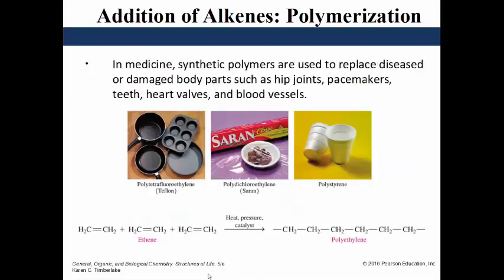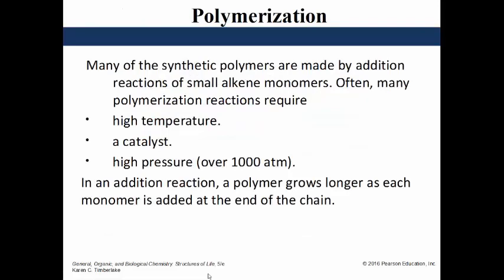Alright, in medicine, you'll find synthetic polymers that are used to replace damaged body parts like artificial hips, artificial joints, pacemakers, teeth, heart valves, blood vessels. So all those are or contain different types of polymers. Many of these synthetic polymers are made by the addition reactions of small alkene monomers.